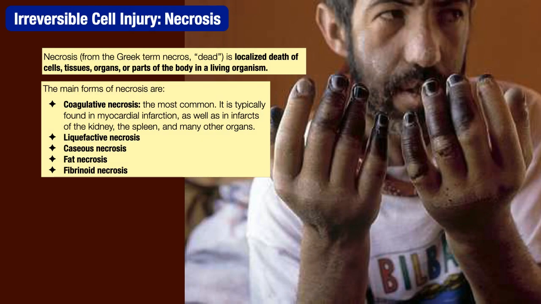Okay, so when injury is irreversible, what happens next? Well, the next step is necrosis of those cells. And necrosis means localized death of a part of the body. There are different types of necrosis, as you see in the box, but the most common is coagulative necrosis, which is the one happening due to infarction or total deprivation of oxygen to an organ.